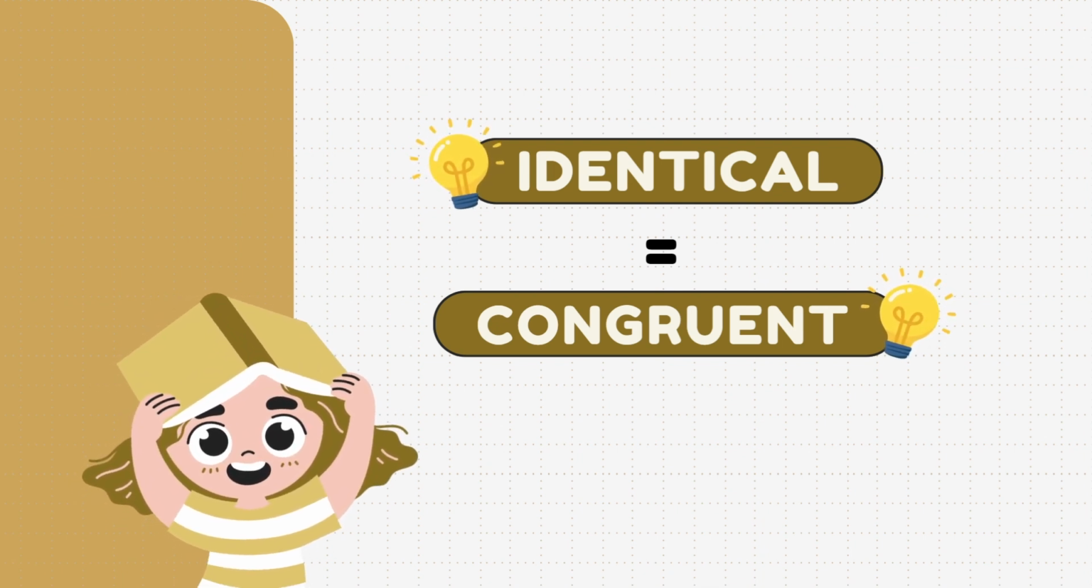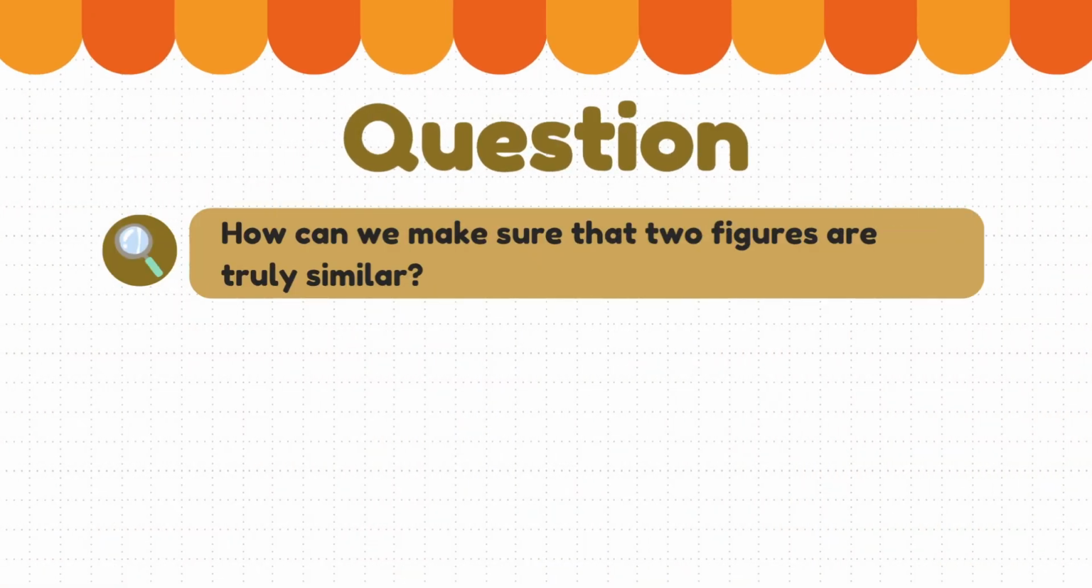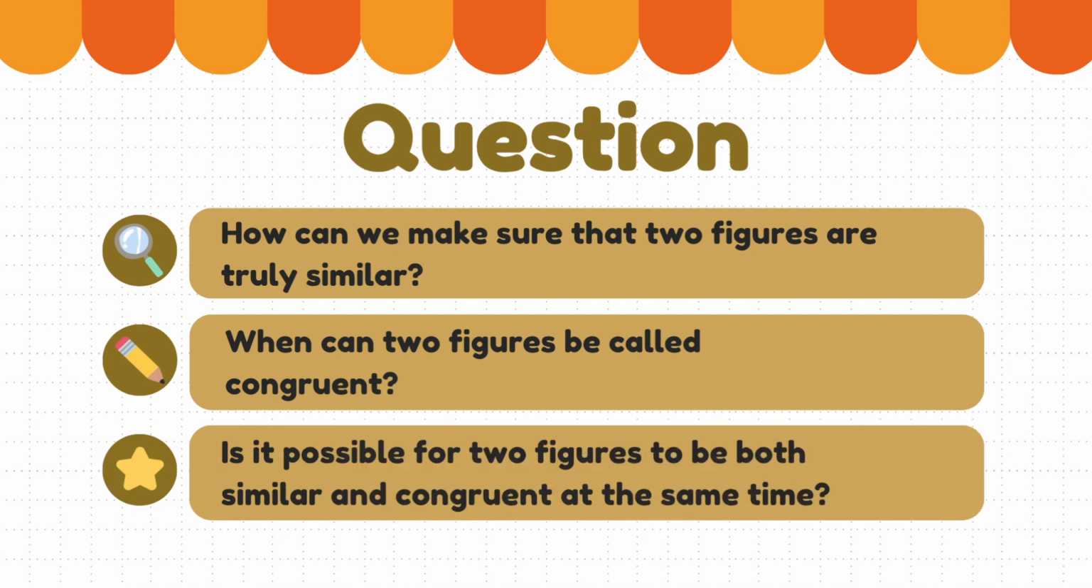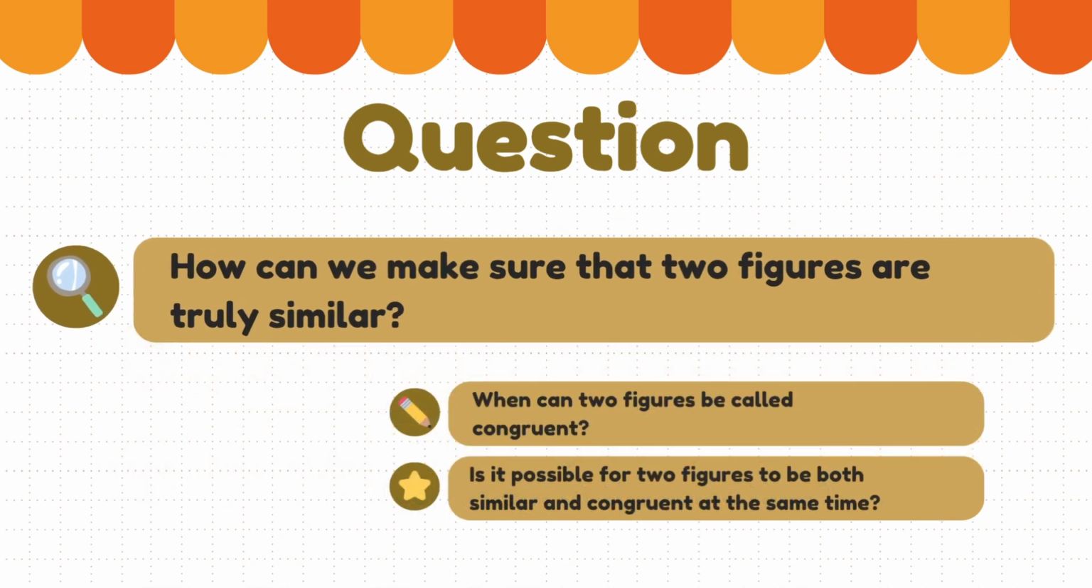And this brings us to three important questions. First, how can we make sure that two figures are truly similar? Second, when can two figures be called congruent? And third, is it possible for two figures to be both similar and congruent at the same time? Let's begin with the first question.